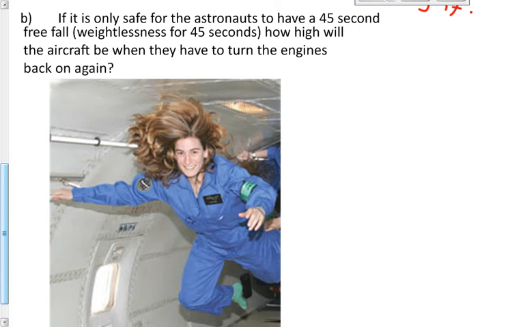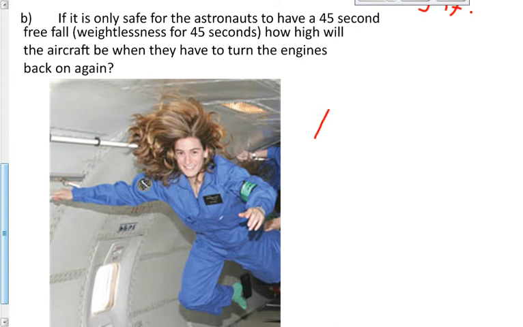Anyway, it has free fall, which is weightlessness, for 45 seconds, which I think would be sweet, just to chill around, right, and you're up in the air and nothing is holding you back. I think it'd be awesome to have weightlessness. But it's only safe for 45 seconds. How high will the aircraft be when they have to turn the engines back on again?